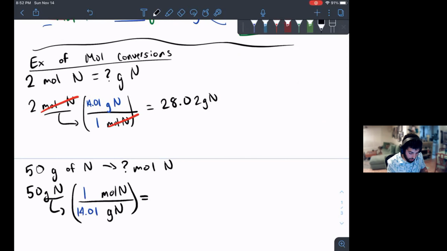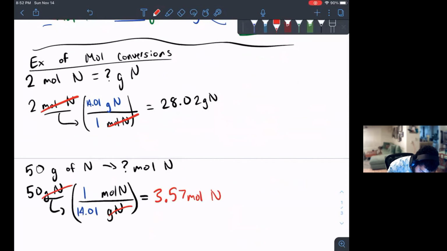So all we have to do is cross out our units and then take 50 divided by 14.01. Sorry, I'm doing this on my calculator now. And that is approximately 3.57, 3.57 moles of nitrogen.